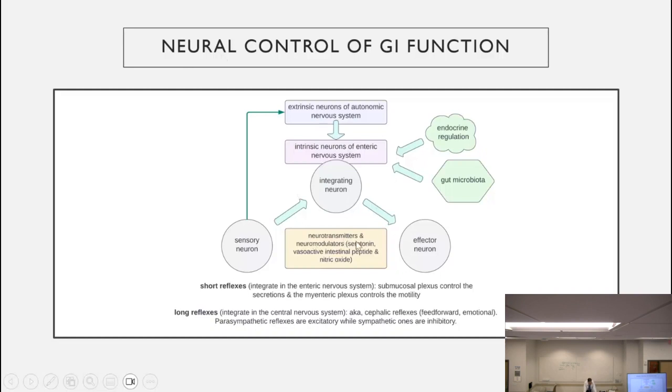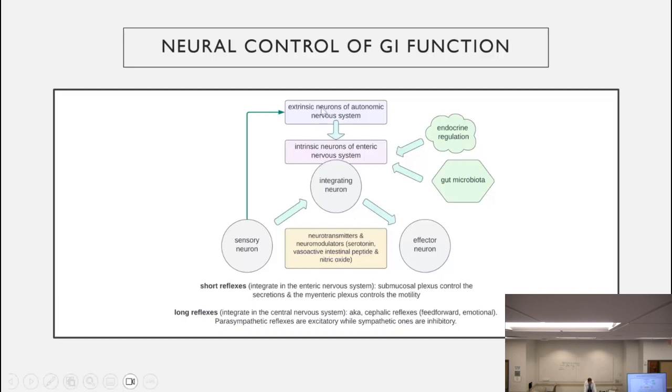There are some neurotransmitters and neuromodulators that are produced for these reflexes, these connections here. For example, serotonin, vasoactive intestinal peptide, and nitric oxide, and they produce the local regulation. This enteric nervous system is also influenced by, for example, the gut microbiota, the different populations of bacteria that we have, and also the endocrine system is going to act on these neurons, which can lead to an increase or a decrease in the secretion, motility, absorption, any activity of the gastrointestinal tract.